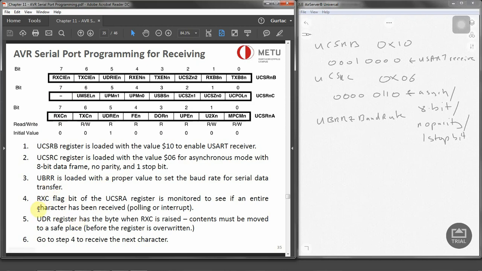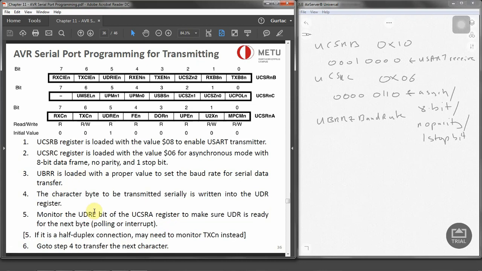So whenever this is 1, that means UDR will read the value. We have to move the contents somewhere, because it can be overwritten very quickly. And then we go back and start again. So we have to configure these three and then start again, and so on.